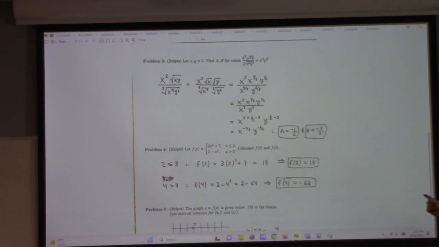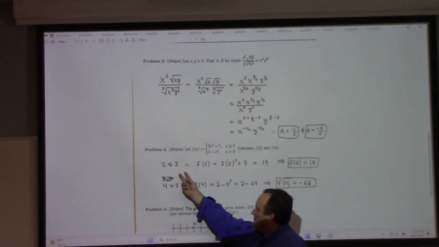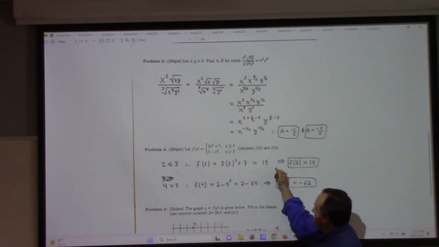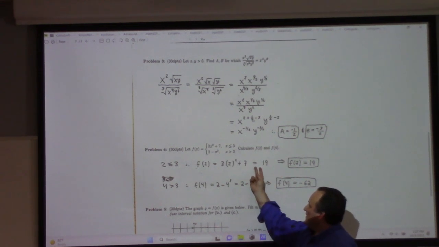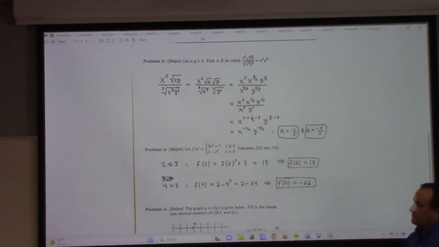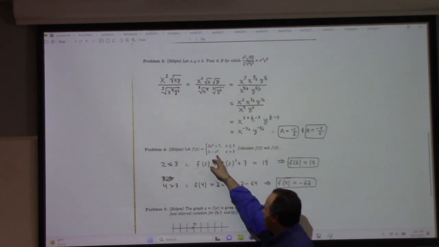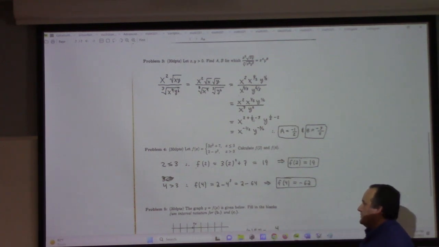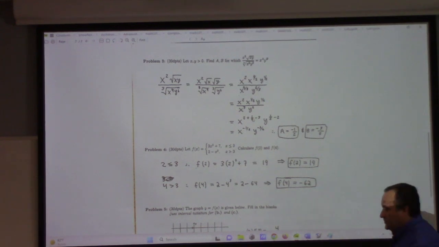Now here, this is a case-wise defined function, right? So we have to figure out which case we're in. f of 2, well, 2 is less than or equal to 3, so I use the first case. So 3 times 2 squared plus 7, also known as 3 times 4, which is 12. 12 plus 7, 19. That's how that goes. On the other hand, 4 is greater than 3, so for f of 4, I have to follow instruction number 2. I get 2 minus 4 cubed, which is 2 minus 64, which gives me minus 62 for that one.